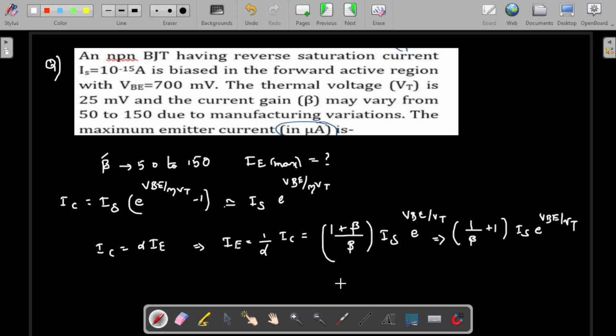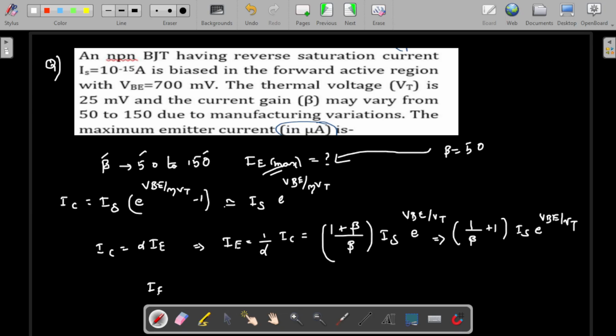So we know that beta is coming below. So if we take 150, if the beta is higher, then IE will be decreasing. So for lower value of beta only, IE will be max. So let's take beta which is equal to 50 because it is in the denominator. So we have to see IE needs to be max. So that is what we have to calculate. So when we take beta equal to 50, then only IE will be max.